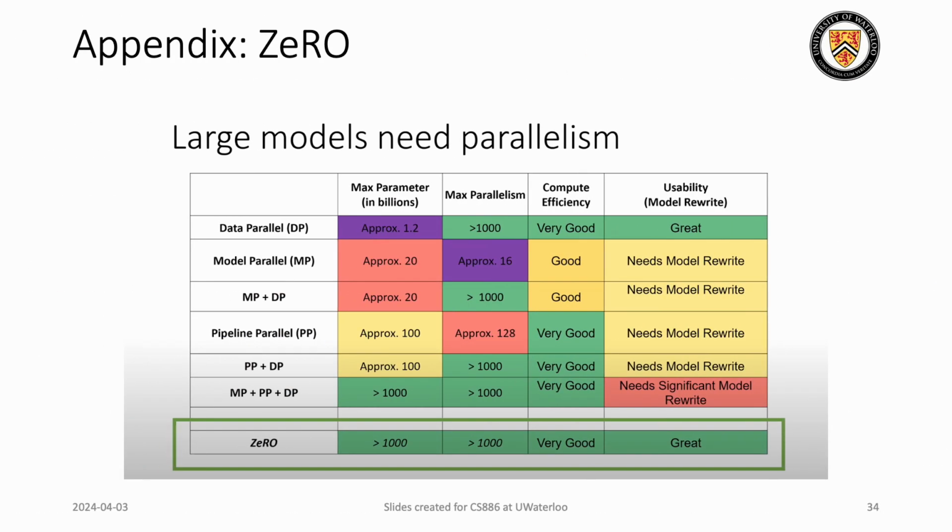Yeah, and then we see that with ZeRO, we basically combine all the benefits of all the approaches that we talked about. We get more than 1 trillion parameter models. We can do parallelism to more than 1000x. We have very good compute efficiency, and the very good thing about ZeRO is that you really don't need to rewrite the code, because it is just an optimizer that you can apply in PyTorch. You can just use the DeepSpeed library to do it for you.